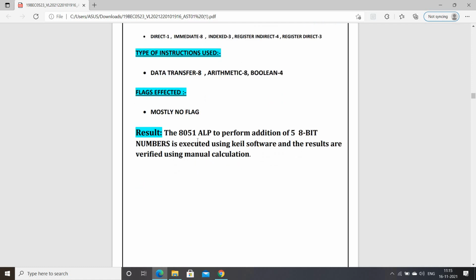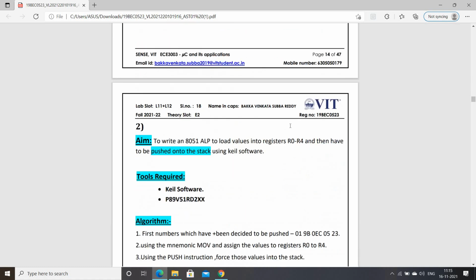So the result is: the 8051 ALP to perform the addition of 5-bit numbers is executed using Keil software, and the results are verified using manual calculation.